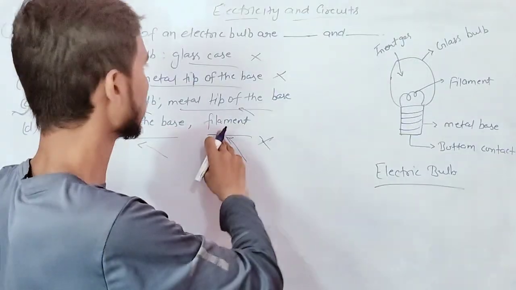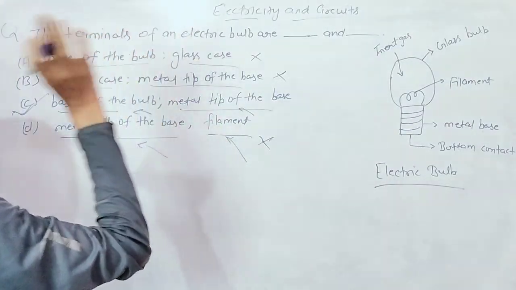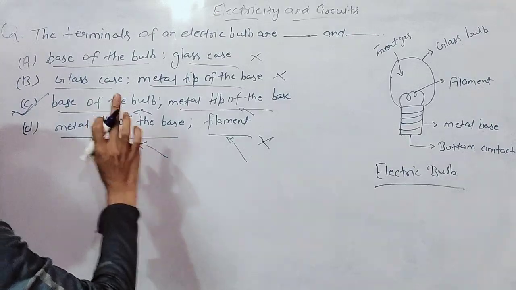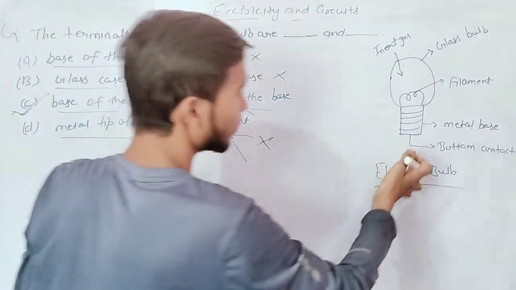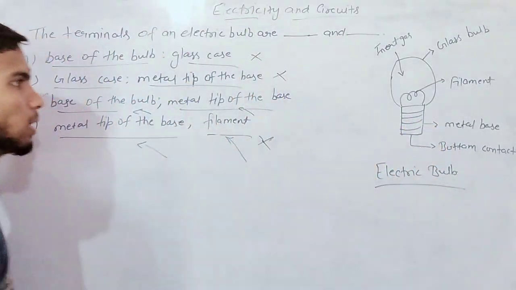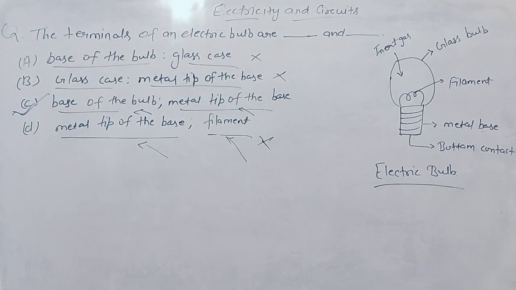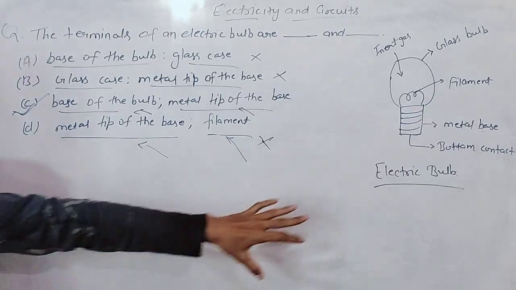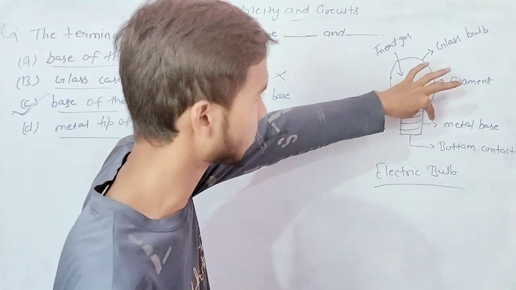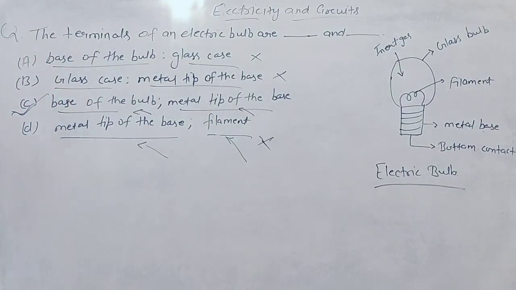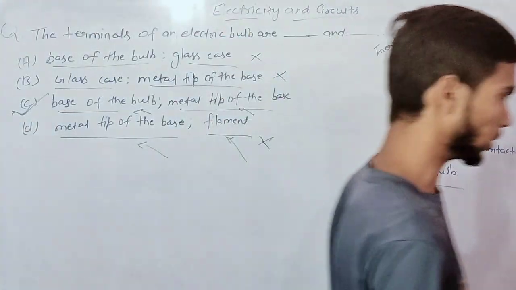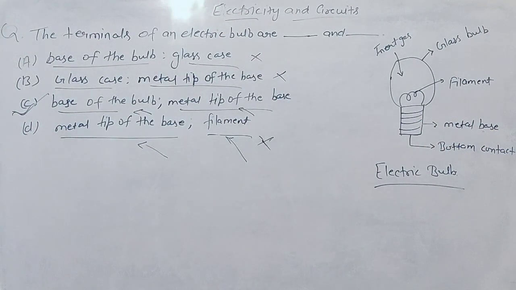But the filament is not a terminal, the glass case is not a terminal. The base of the bulb, so this is the base of this bulb, and the metal tip of this base. So that's why C is the correct answer. As we understood from this concept, this one is one terminal, this is the second terminal. Did you understand?